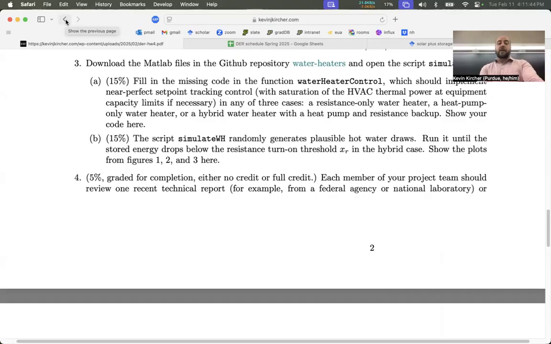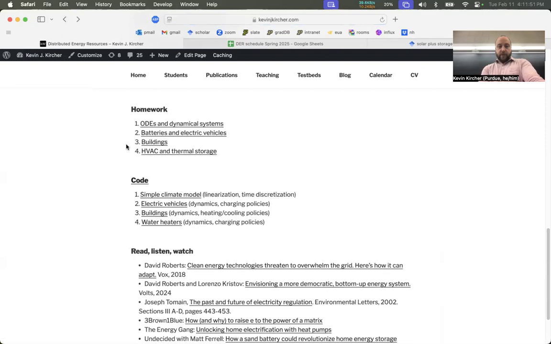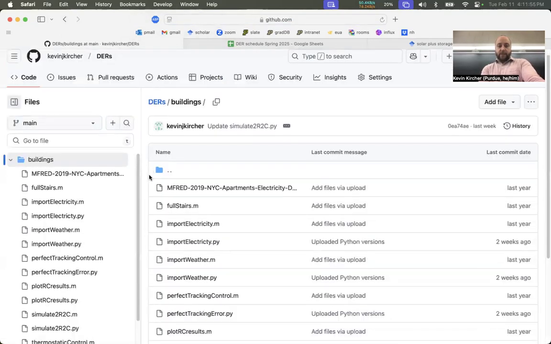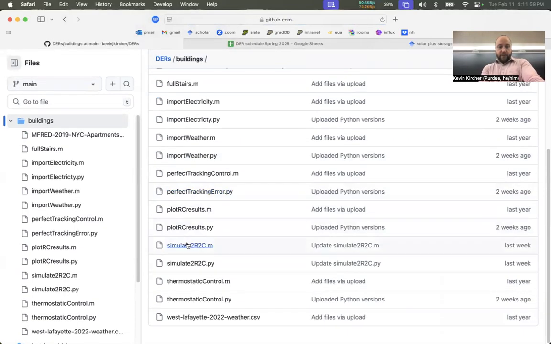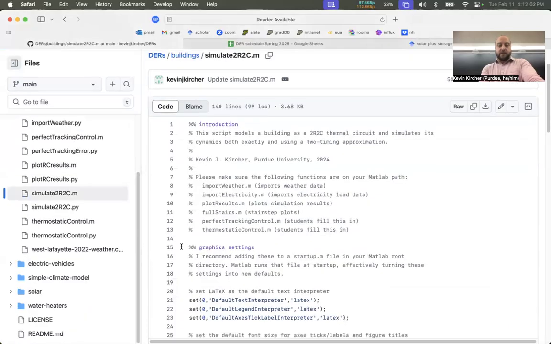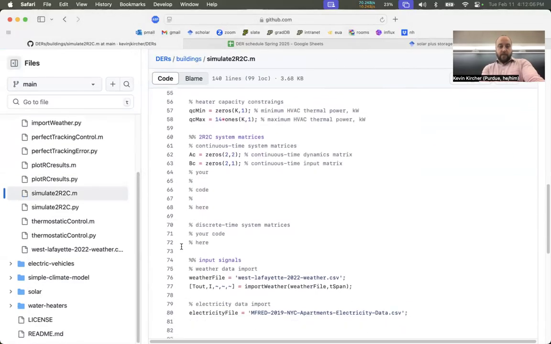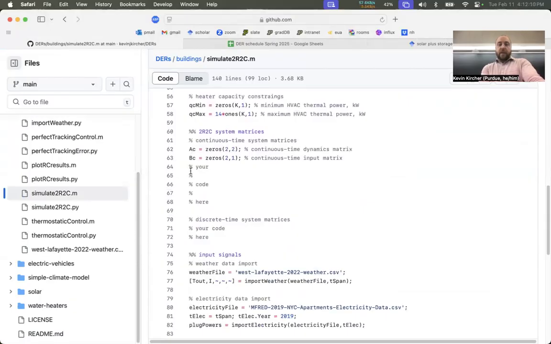Okay, so the question for folks online is in the homework that is due tomorrow, in the buildings homework, we are asked in one of the parts to fill in, let's see, it's probably in the wrapper script, simulate 2R2C. We are asked to fill in some matrices here, right? Just the matrices? Yeah. So the answer is basically yes. So you should fill here. The continuous time matrices would come from writing down the differential equations, the 2R2C, or finding them in the slides. One has to do with the indoor air temperature, one has to do with the thermal mass temperature. And then writing those in matrix vector form. So that would tell you what the continuous time matrices are.